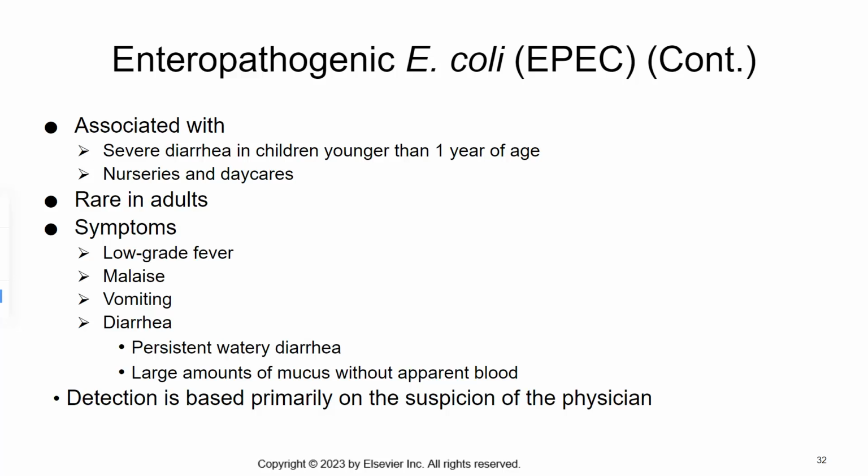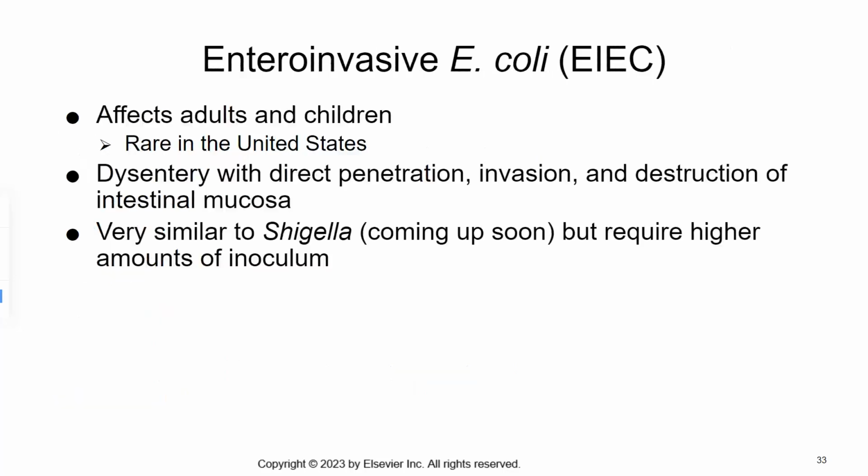Enteropathogenic E. coli is associated with severe diarrhea in children younger than 1 year of age, nurseries, and daycares. It's rare in adults. Symptoms include a low-grade fever, malaise, vomiting, and diarrhea, persistent watery diarrhea, large amounts of mucus without apparent blood. Detection is based primarily on the suspicion of the physician.